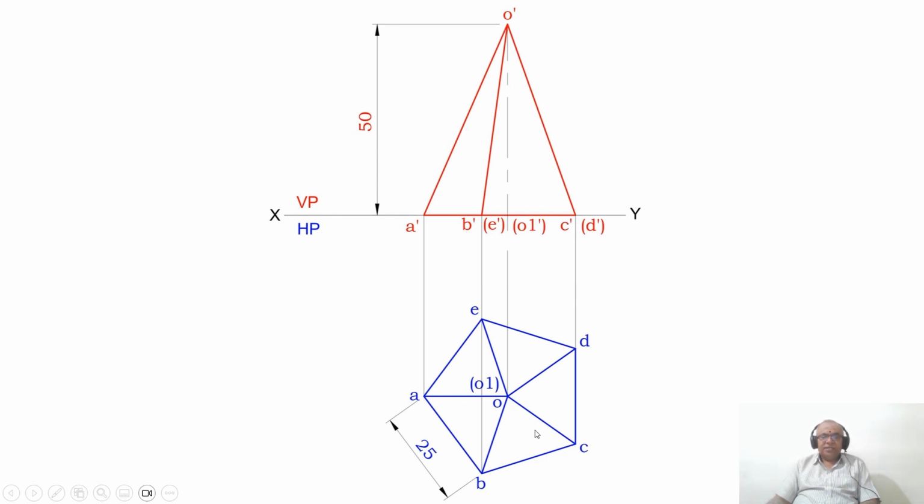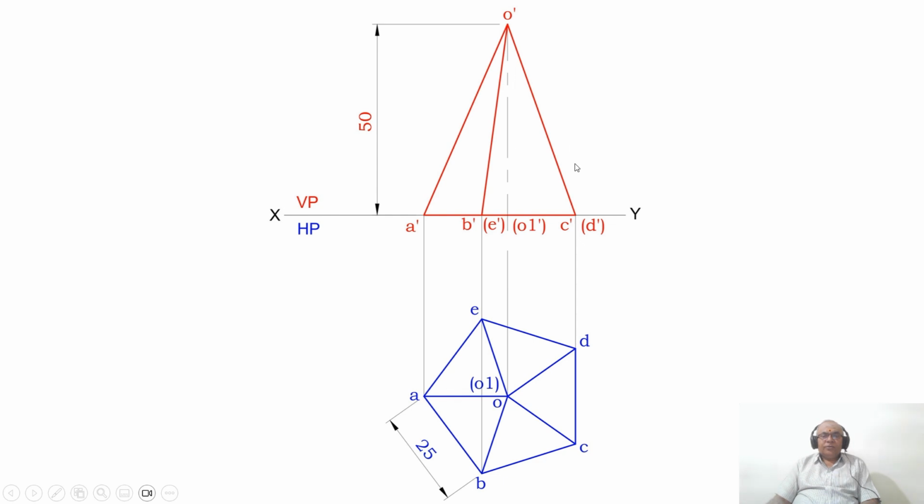Therefore, A, B, C, D, E and A are in true length. So what is the length of the true line? Which is 25. Then O dash, A dash is inclined to HP, so OA is in apparent length. OA is parallel to VP, so here O dash, A dash is in true length. But all other lines, that is O dash, B dash, O dash, C dash, O dash, D dash and O dash, E dash will be in apparent length.